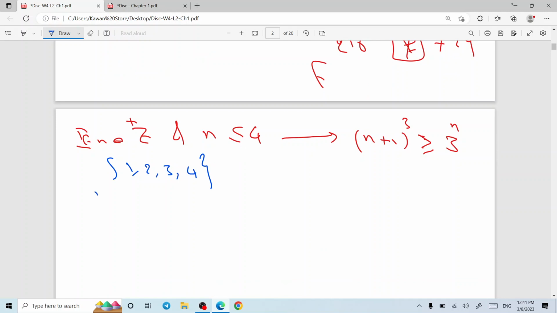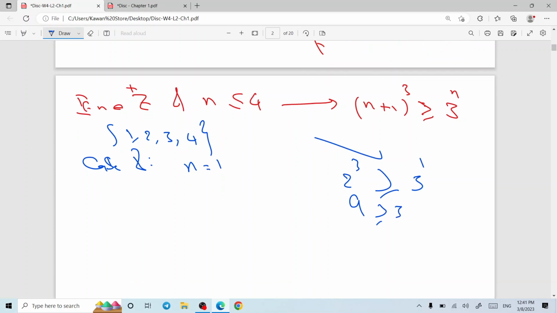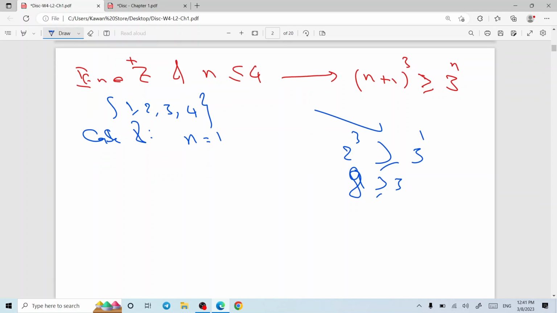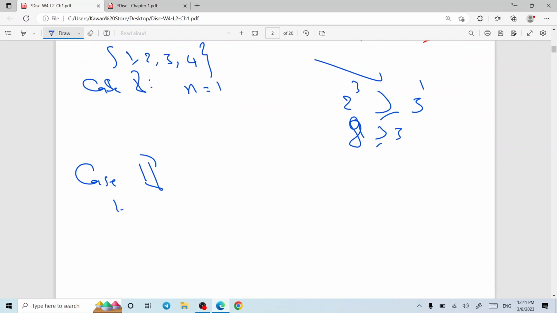If I put n, case number 1, let n be 1, I will get 2 to power 3, 3 to power 1, which is true, right? 8 is greater than 3. You got it? Not 9, sorry, 8. 2 to power 3 is 8. Good. Case number 2. If I check 2, let n be 2. So 3 to power 2, I'm going to check.